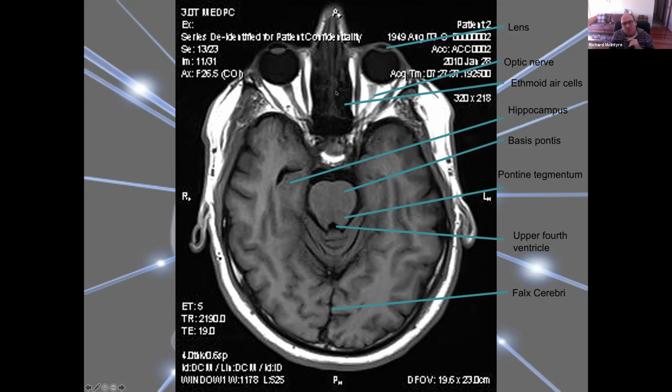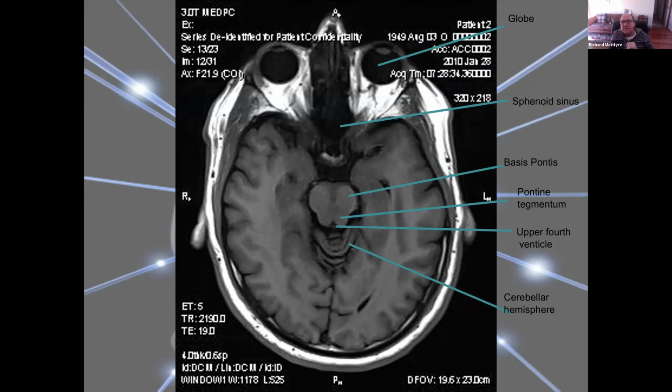We've come across above our sphenoid sinus. So we've got our ethmoid sinus, we've got our optic nerve, and we've got our lens of the eye. Easy marks. Upper fourth ventricle. Falx cerebri, we know that's a layer of meninges separating the left and the right hemisphere. Easy marks. Globe of the eye, easy marks.